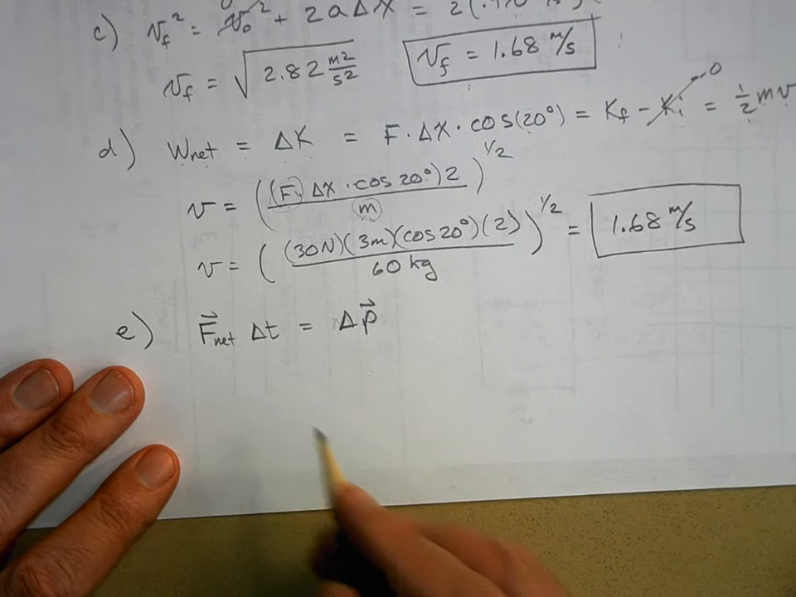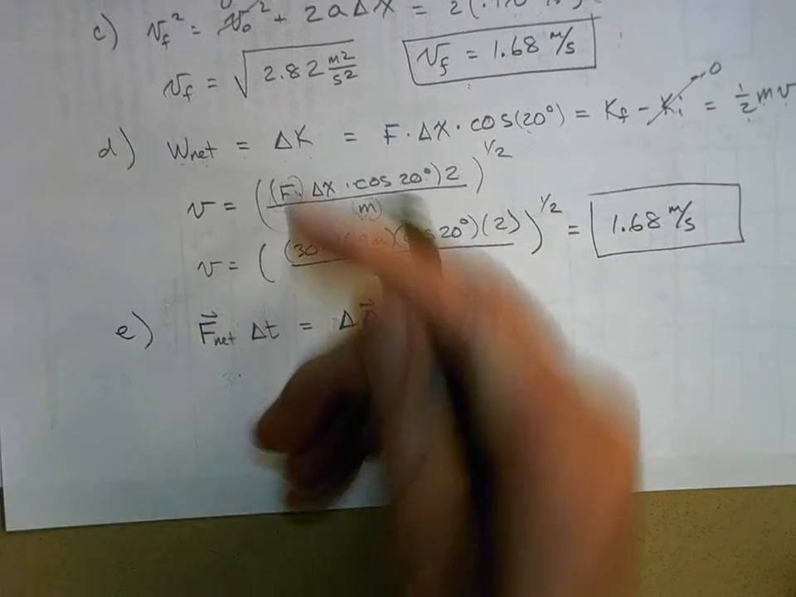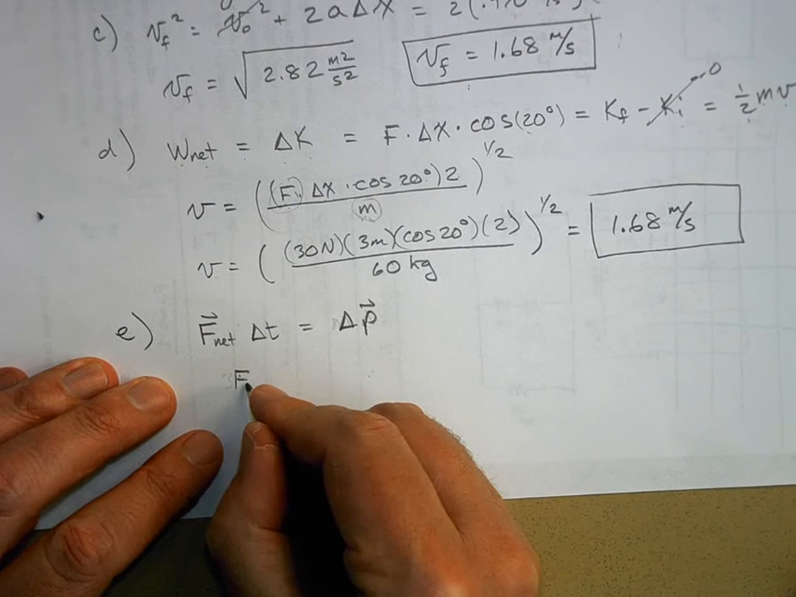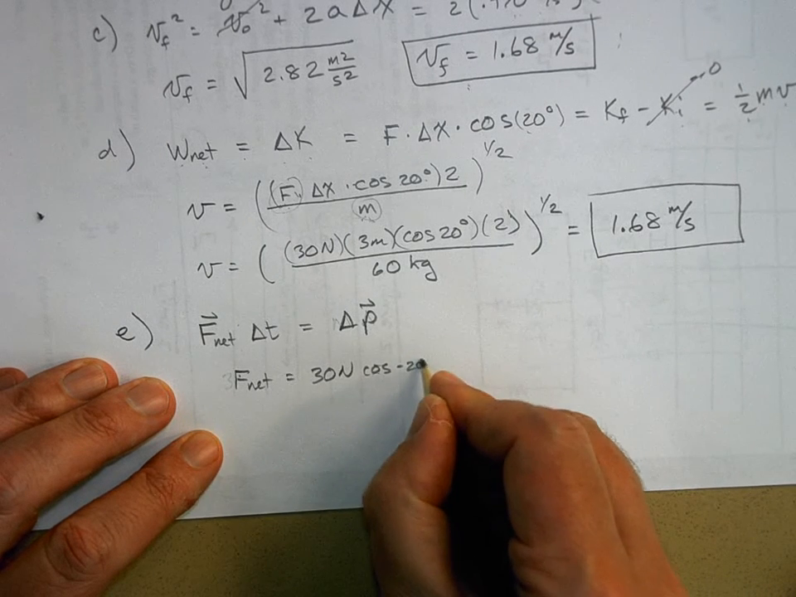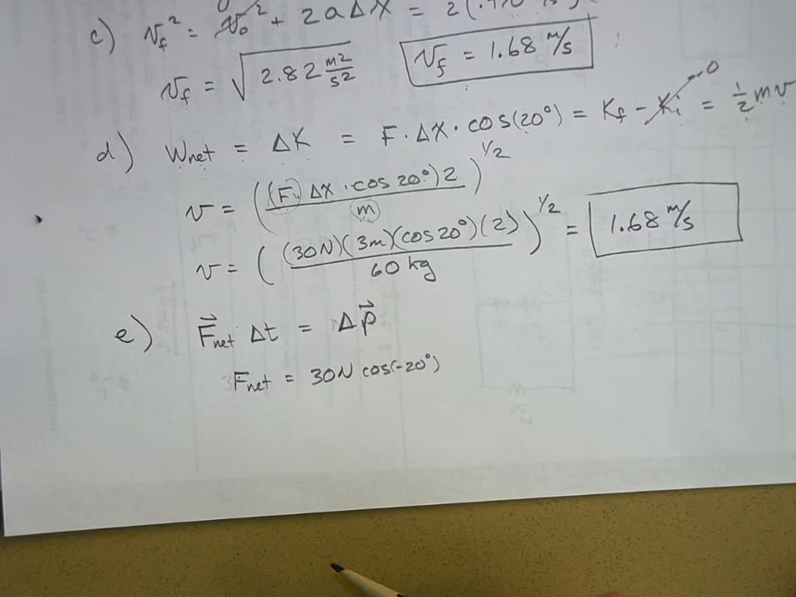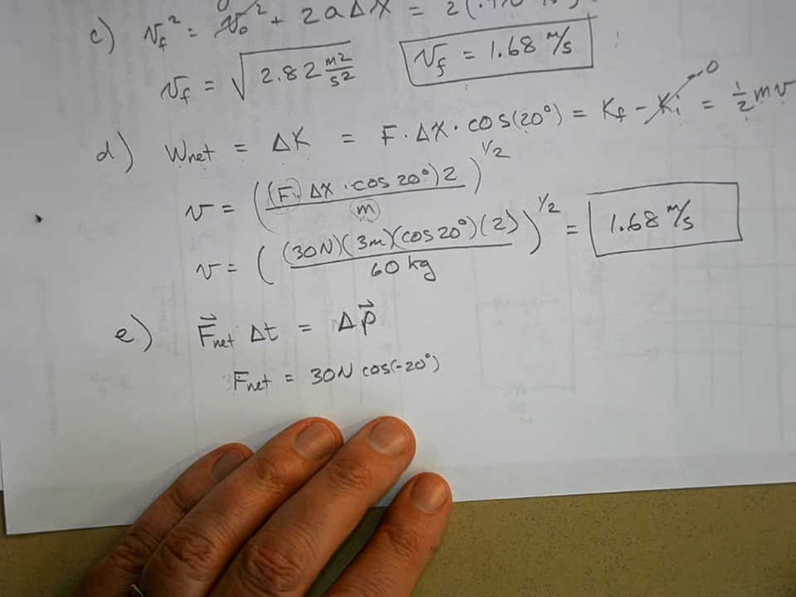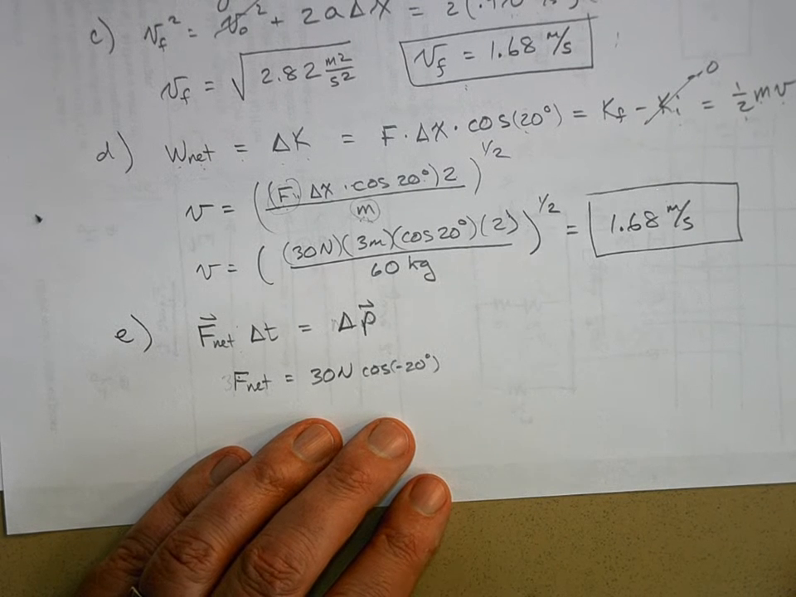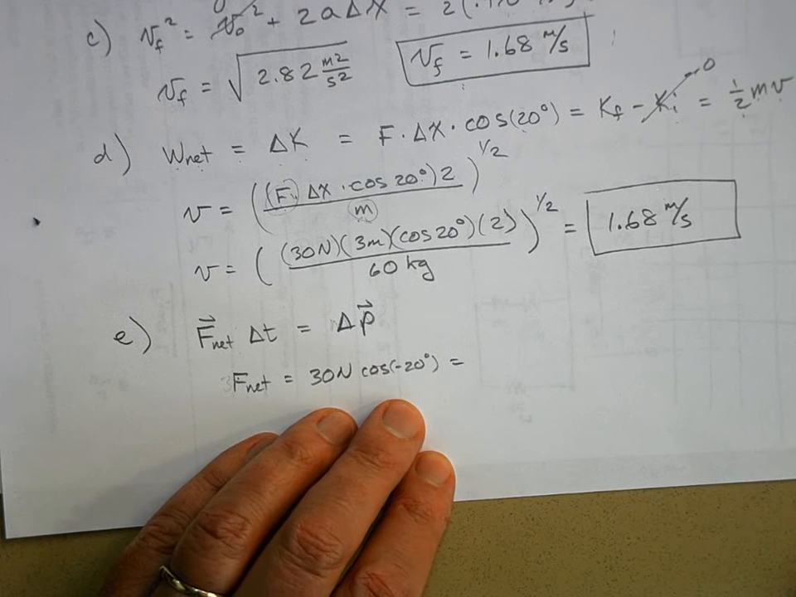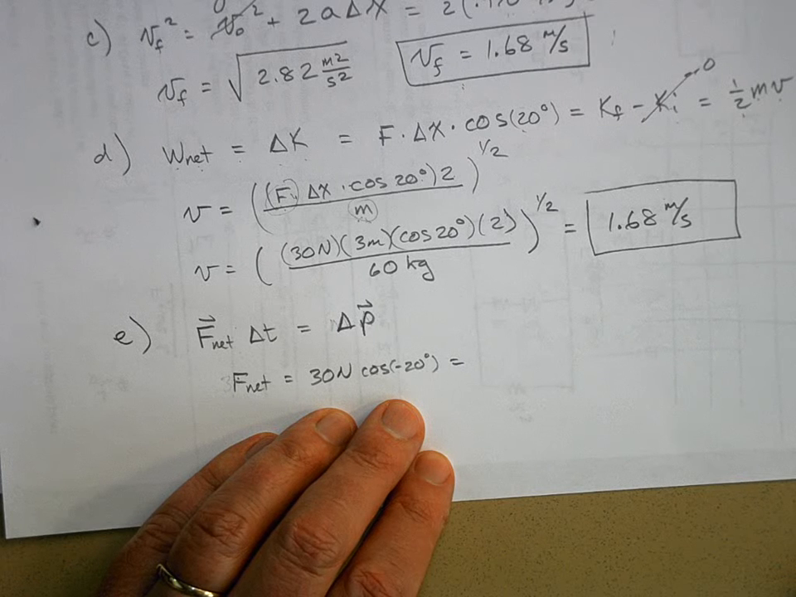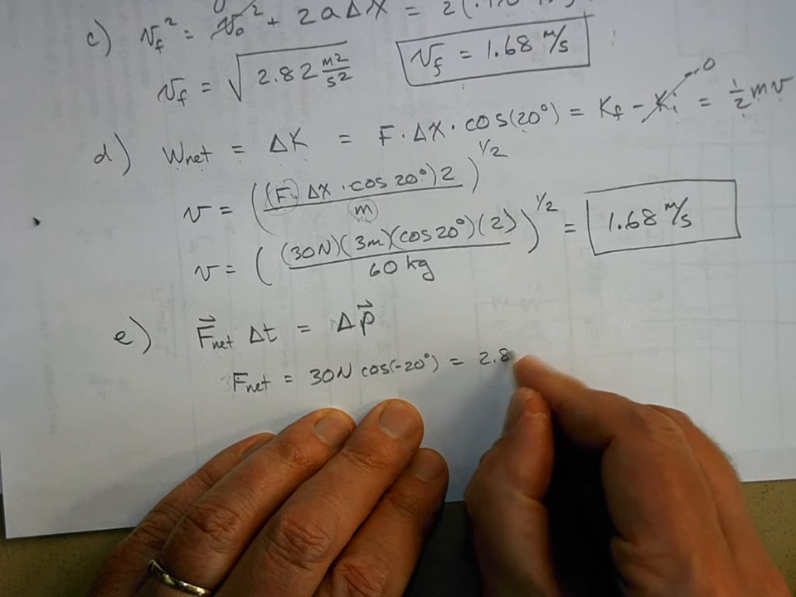The net force is equal to 30 newtons times the cosine of negative 20 degrees. Right, that's the net force, because the vertical component of that 30 newton force is being canceled out by the normal force. So that's 30 newtons times the cosine of negative 20 degrees, and you get, oh, I already did that, 28.2 newtons.